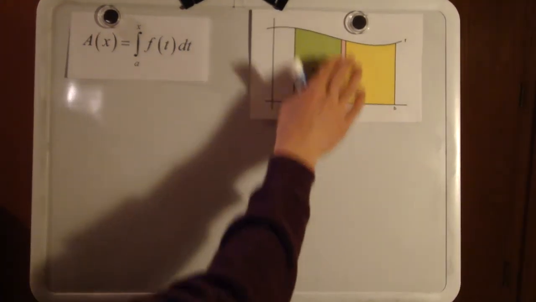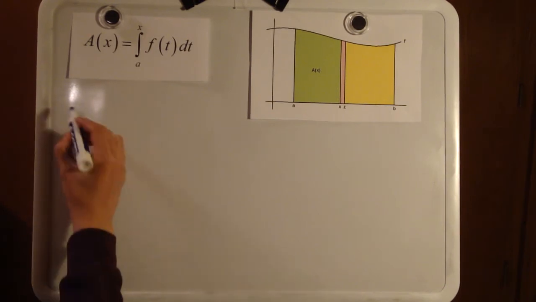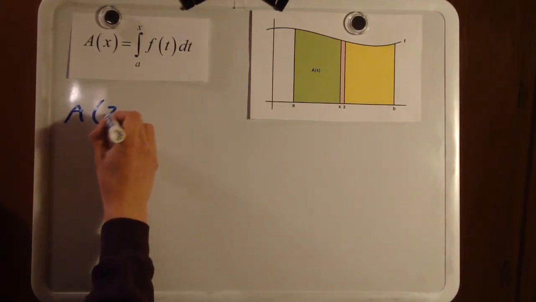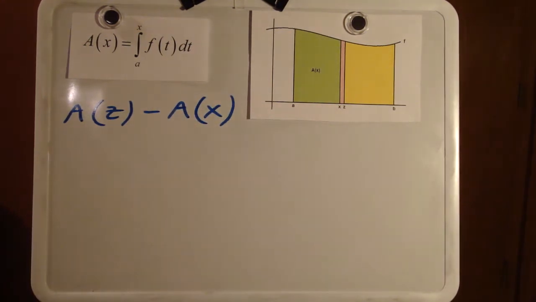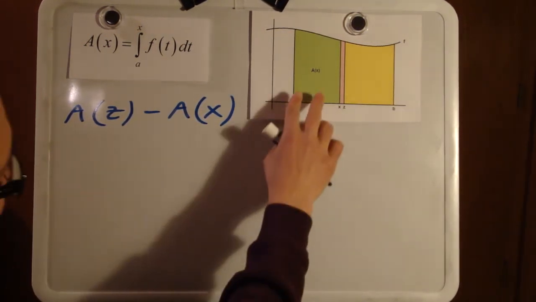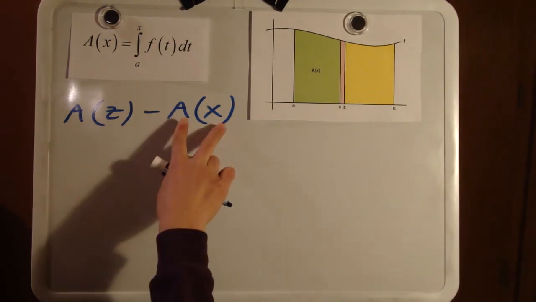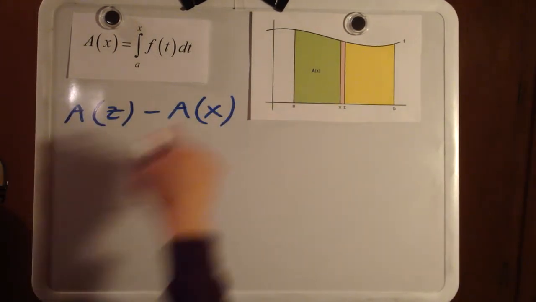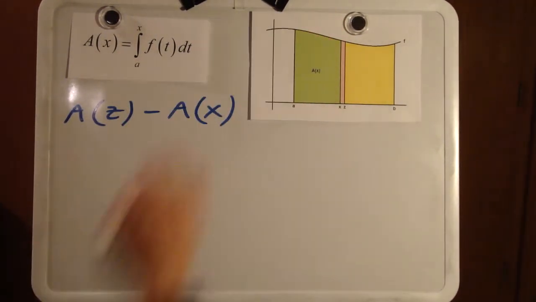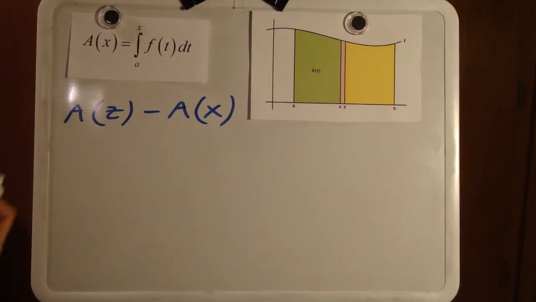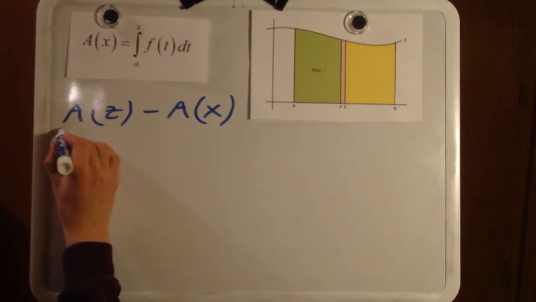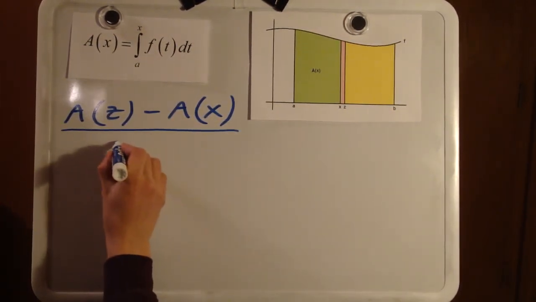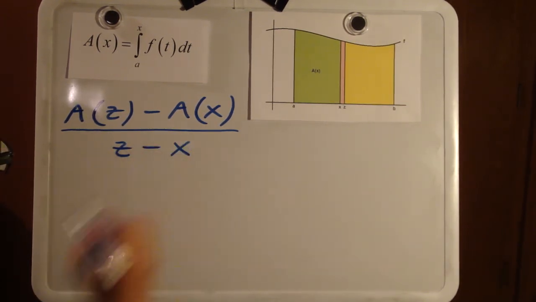So if you want the area of just the pink strip, it's going to be A of z minus A of x. You have to think about that a little bit, right? A of z will have both the green and the pink, and then we subtract this away. It removes the green part, and you're left with that skinny pink strip. And then we're going to play around a little bit. We're going to take A of z minus A of x, and divide by z minus x.